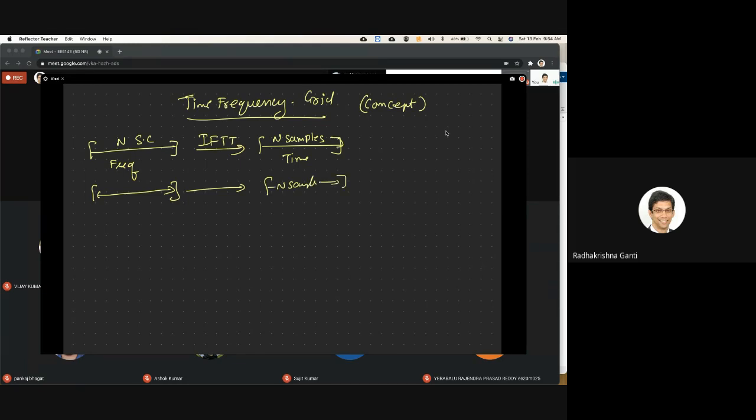Okay. So how they represent this is in a very weird manner. They draw a two-dimensional grid. One is called the frequency axis. Sorry, this is the time axis. Okay, this is the frequency axis.